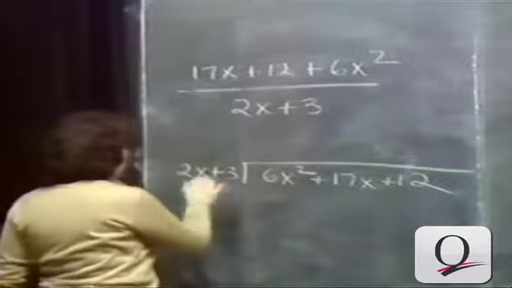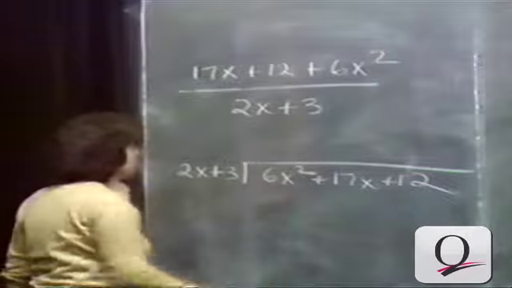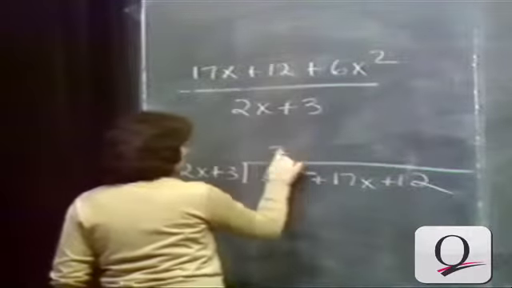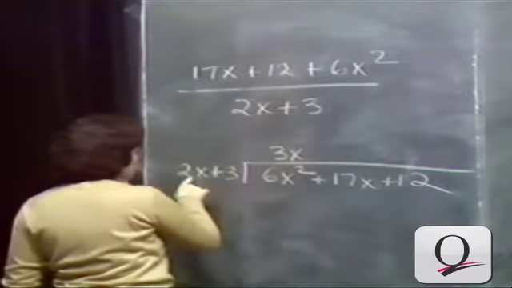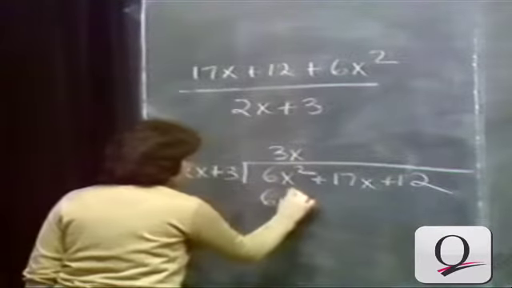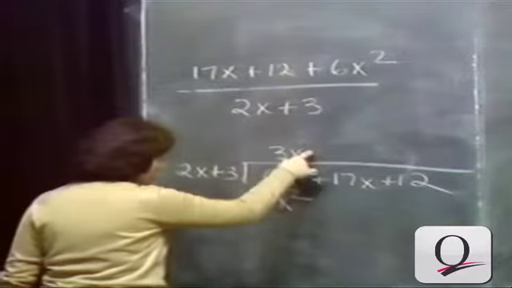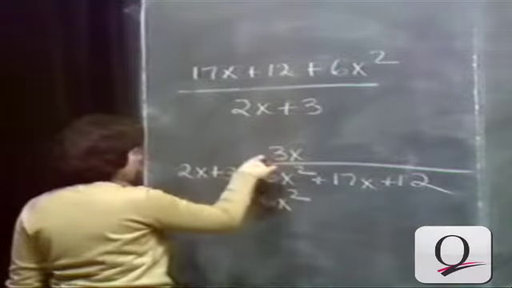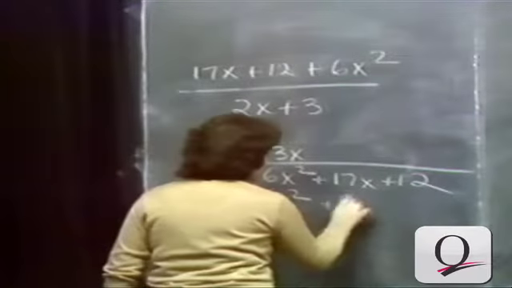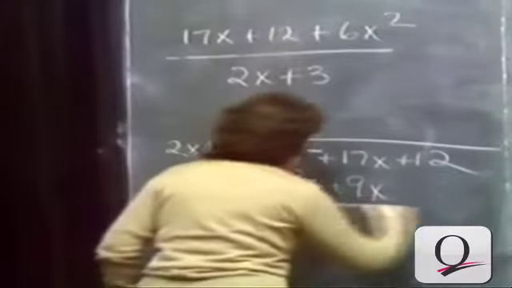Now, how many times does 2x go into 6x squared? The answer is 3x times, because 3x times 2x gives me the 6x squared. But don't forget, you also multiply the 3x by the 3. It's 3x times the 2x and 3x times the 3. This gives you the 9x.